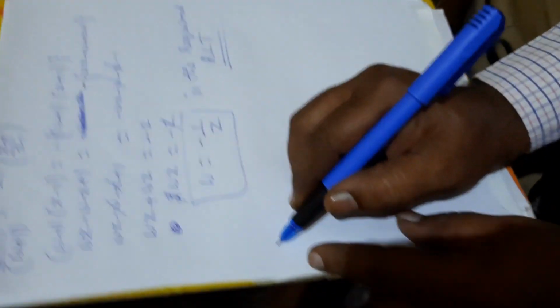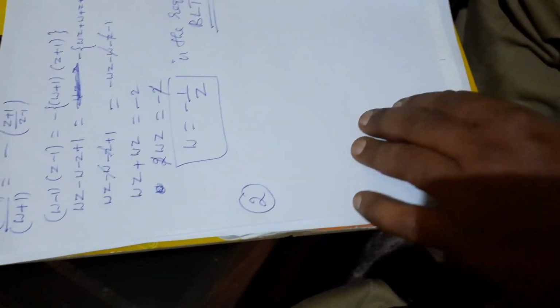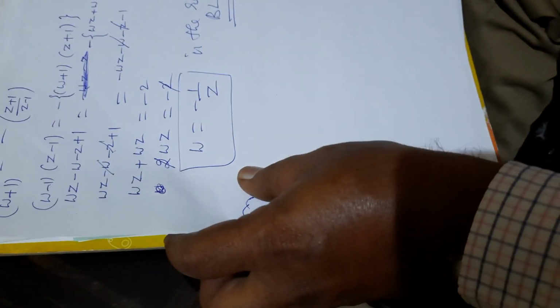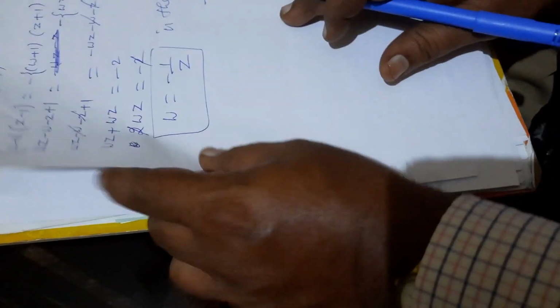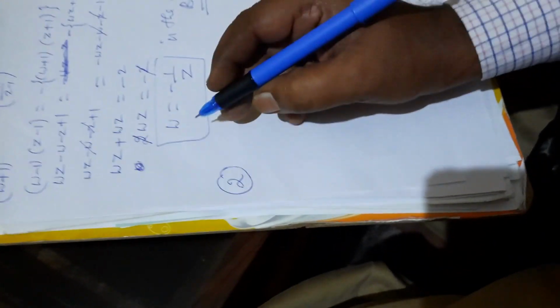Next, further we have to take another problem. Problem number 2. This is a very important method, bilinear transformation. Problem number 2.